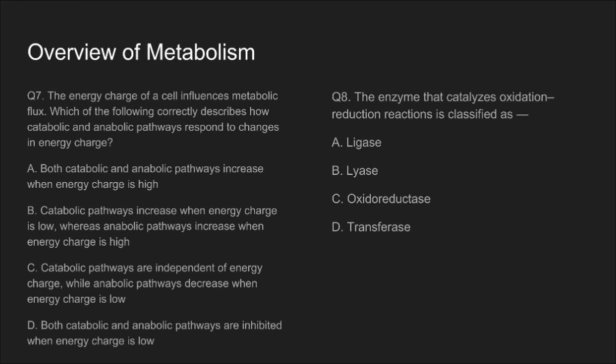The correct answer for this question is option B, catabolic pathways increase when energy charge is low, whereas anabolic pathways increase when energy charge is high. Now question number 8. The enzyme that catalyzes oxidation reduction reaction is classified as? Easiest question. Options are A, ligase, B, lyase, C, oxidoreductase, D, transferase. The correct answer is C, oxidoreductase.